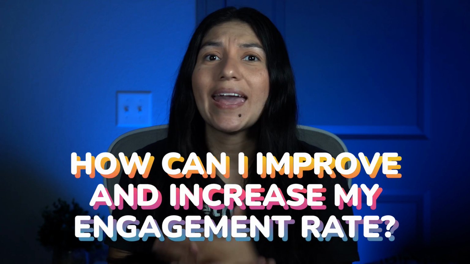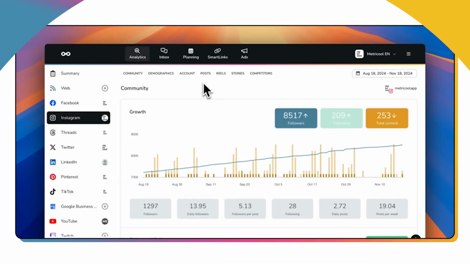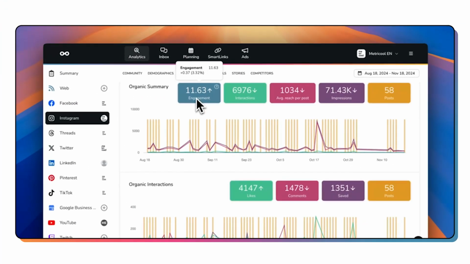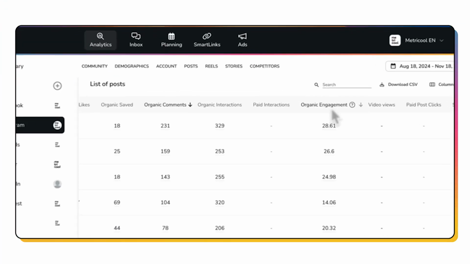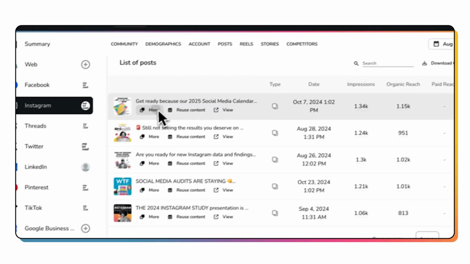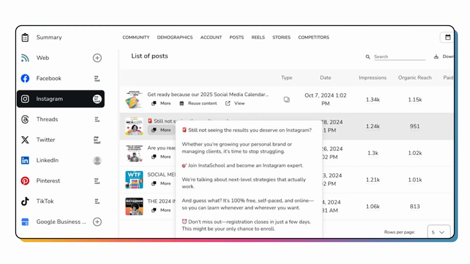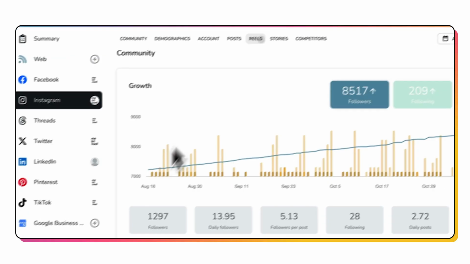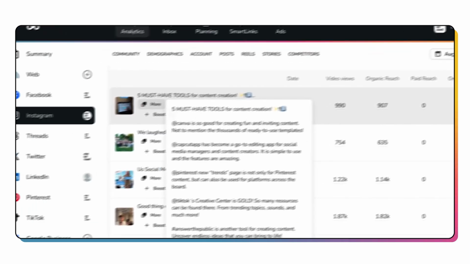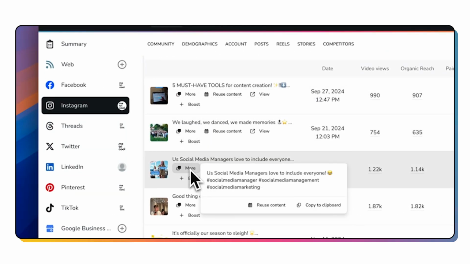You're probably wondering, okay, how can I improve and increase my engagement rate? Take notes, here are some tips. Get to know your audience. It's the best way to connect with them, to know who you're talking to. For example, review Metricool's engagement analytics and find similar patterns in posts with the highest rates, whether it's the CTA, the format, or the copy.